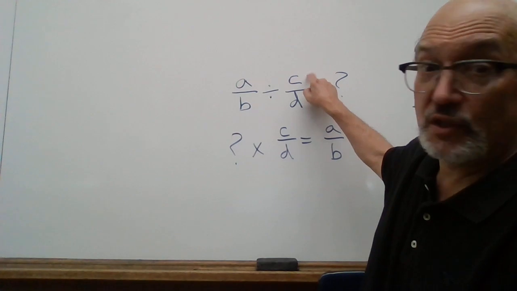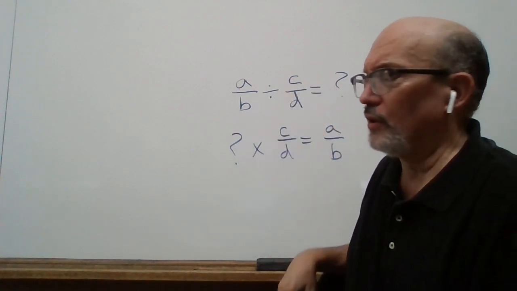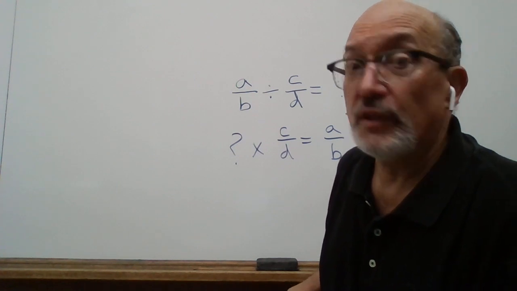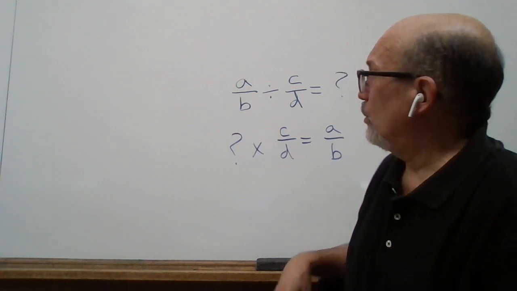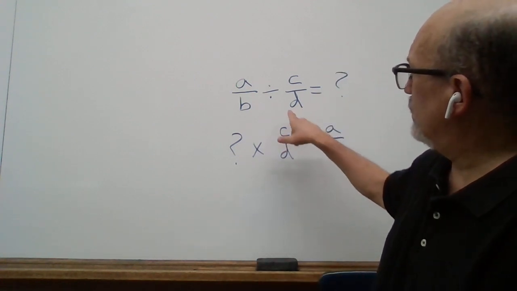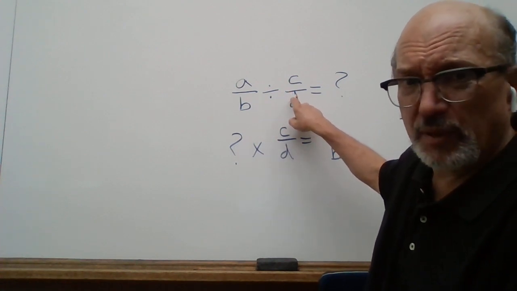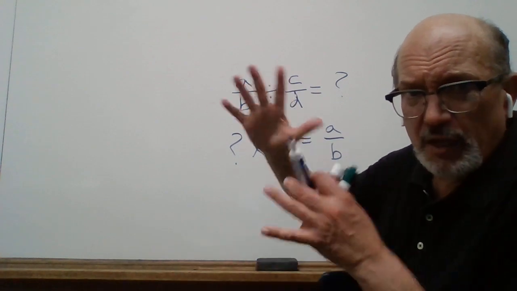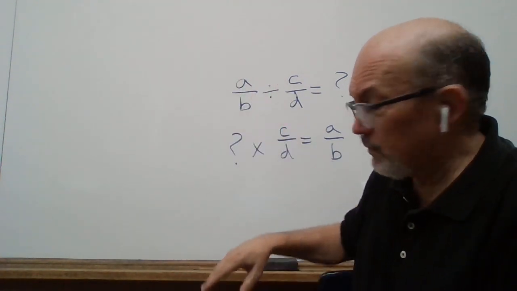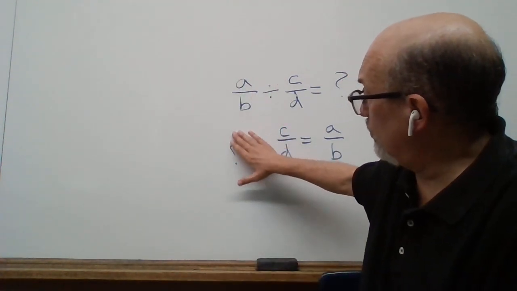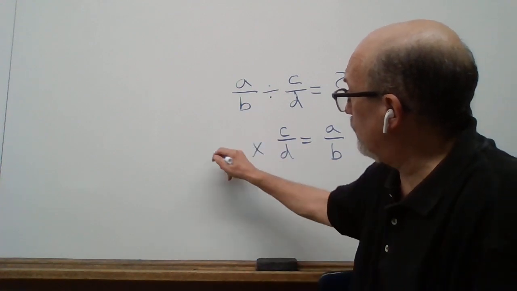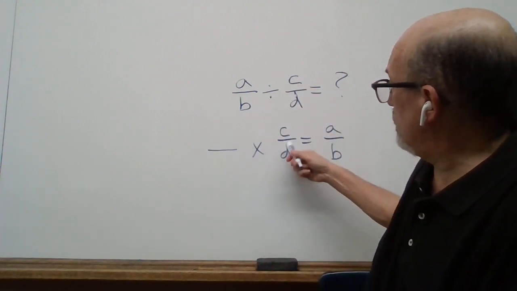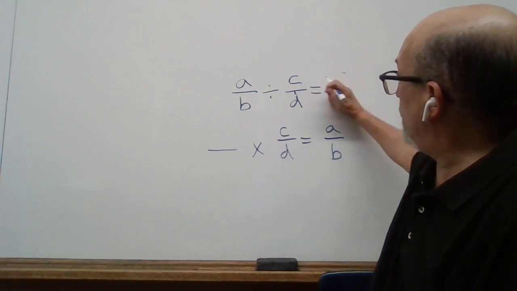And as it turns out, actually, the c cannot be 0 here either, because that's going to end up in the denominator of the quotient. Well, what fraction do we need to multiply c over d by to get a over b? This is the same thing we looked at with the two examples from earlier. We're going to build the fraction that we need. What do we multiply c over d by to get a over b?